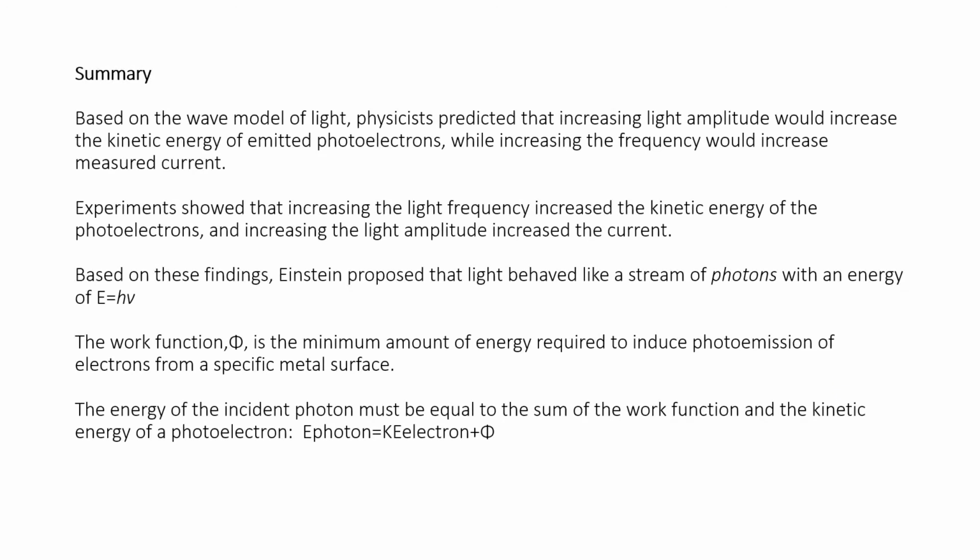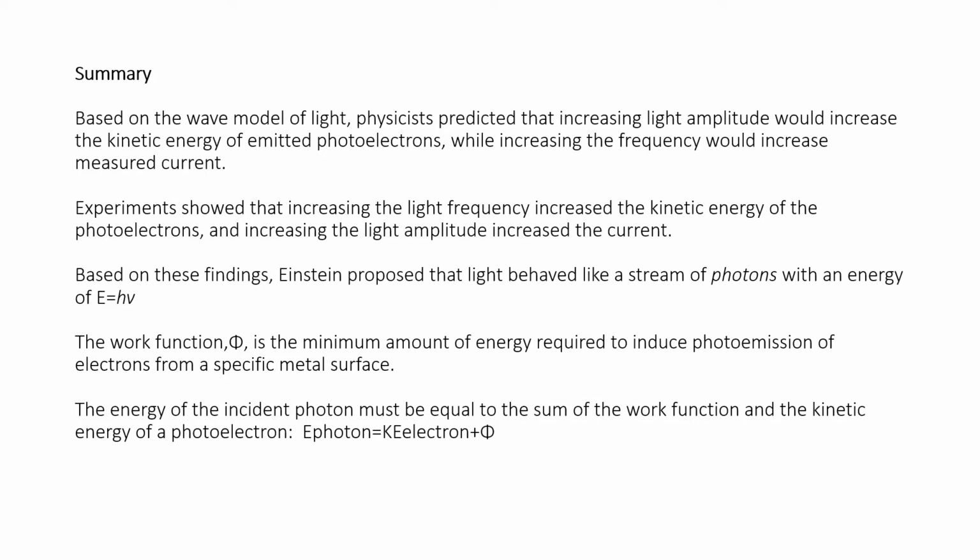Now, let's have a recap about what we have learned about the photoelectric effect. Physicists predicted that increasing light amplitude would increase the kinetic energy of emitted photoelectrons, while increasing the frequency would increase measured current. Experiments showed that increasing the light frequency increased the kinetic energy of the photoelectrons, and increasing the light amplitude increases the current. Based on these findings, Einstein proposed that light behaved like a stream of photons with an energy of E equals hv.